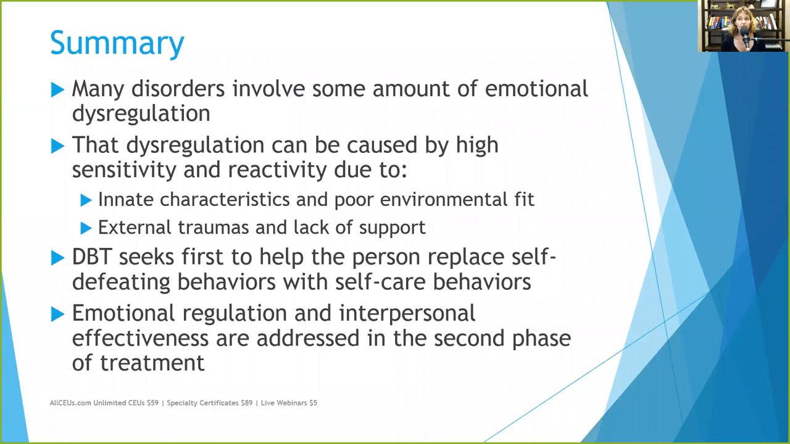Many disorders involve some amount of emotional dysregulation. That dysregulation can be caused by high sensitivity and reactivity due to innate characteristics and poor environmental fit, or external traumas and lack of support, or both. DBT seeks first to help the person replace self-defeating behaviors with self-care behaviors, and then moves toward emotional regulation and interpersonal effectiveness to help people develop the support system and learn how to feel feelings, including the good ones.